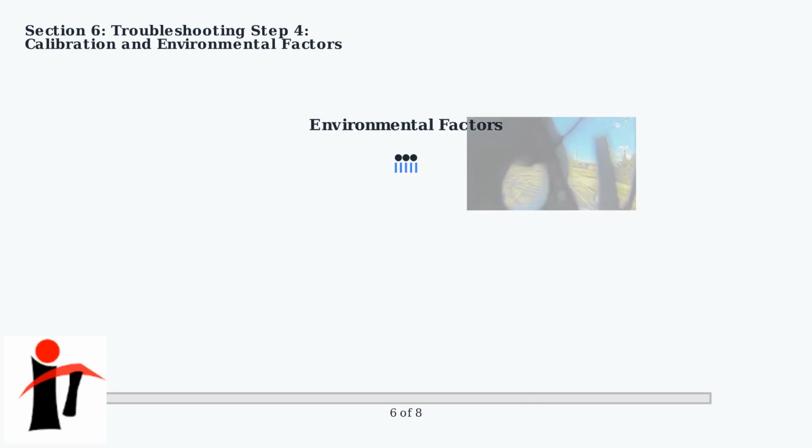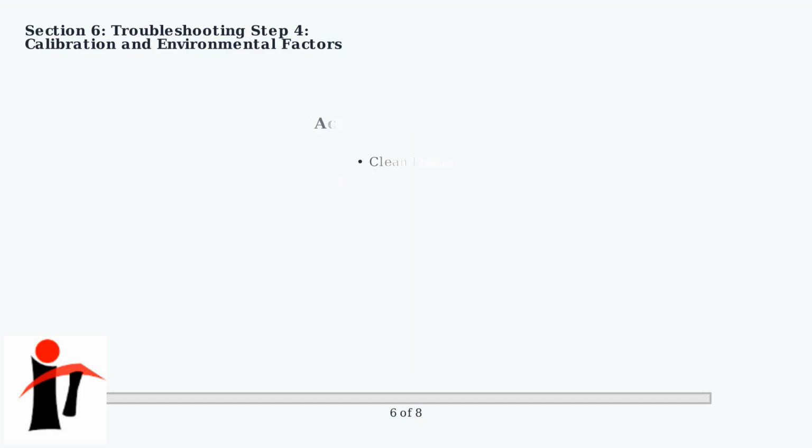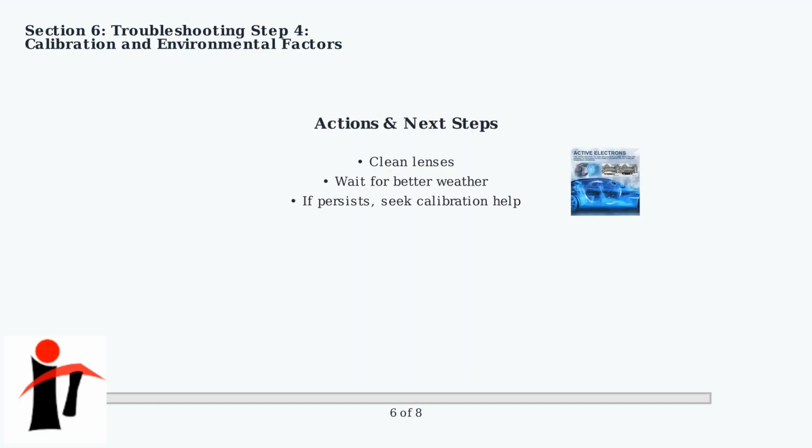Environmental conditions can interfere with the vision system. Mud, snow, or heavy rain can obstruct cameras. Clean the lenses and wait for improved weather conditions to see if the issue resolves. If problems persist even in optimal conditions, it may indicate a calibration problem requiring professional service.